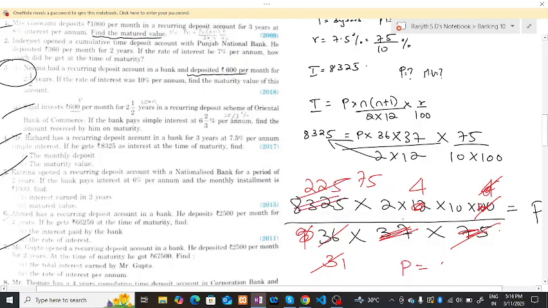No, what are the numbers left? 75 into 4 into 2 into 10. Yes, Yusra, what's the answer you got? Sir, I got 3,000. 3,000 or 6,000? 3,000, okay.